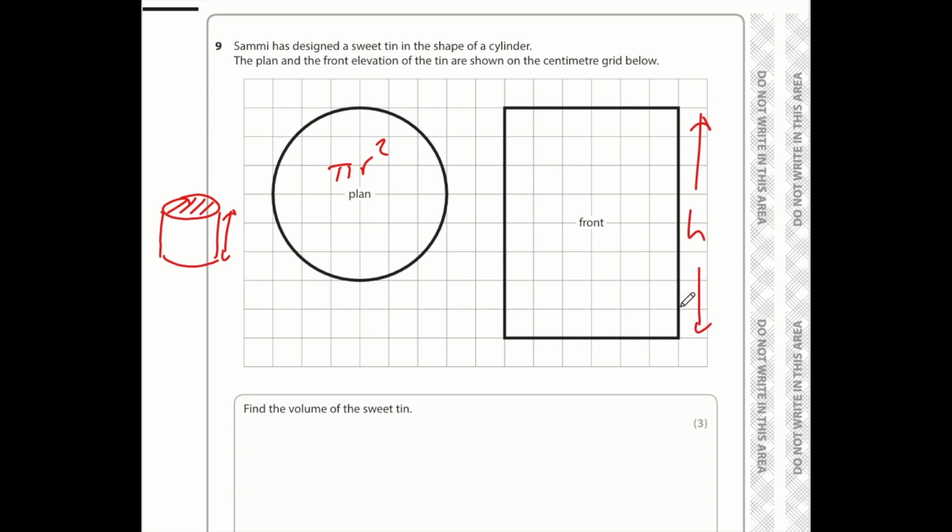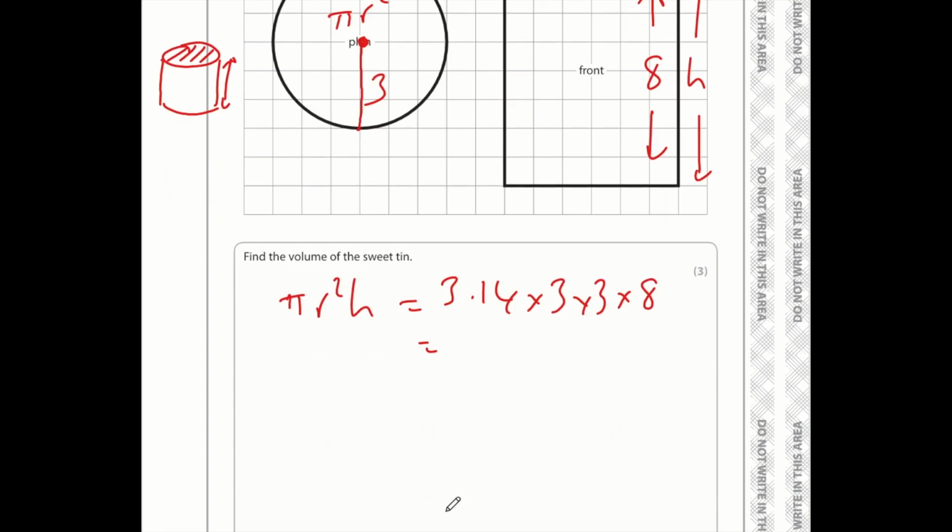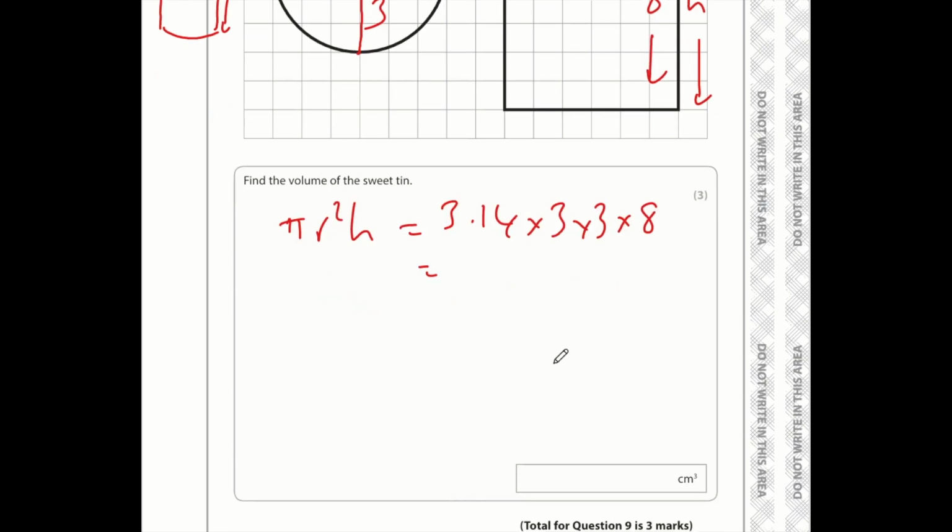So we can see that the height is 1, 2, 3, 4, 5, 6, 7, 8. And this is going to be the centre of the circle, and here the radius is 3. So pi r squared h, so that's going to be 3.14 multiplied by 3 times 3, multiplied by the height, which is 8. So grabbing the calculator, what does that come to? 3.14 times 3 times 3 times 8 comes to 226.08 cubic centimetres.